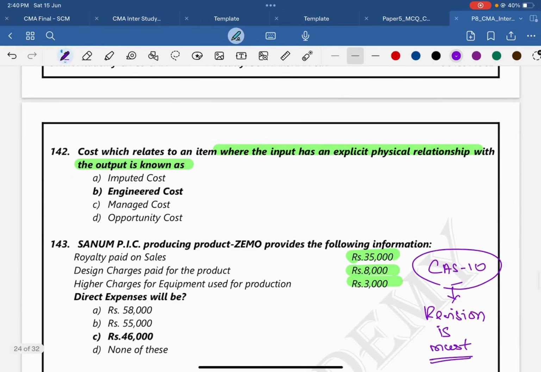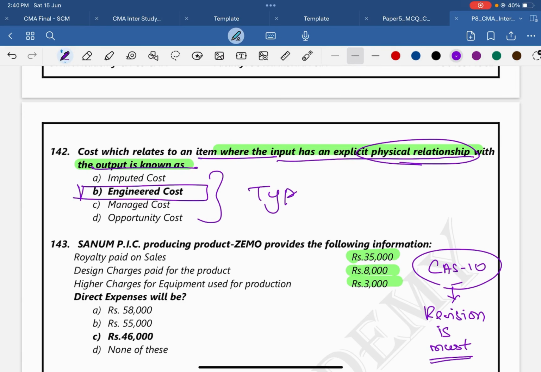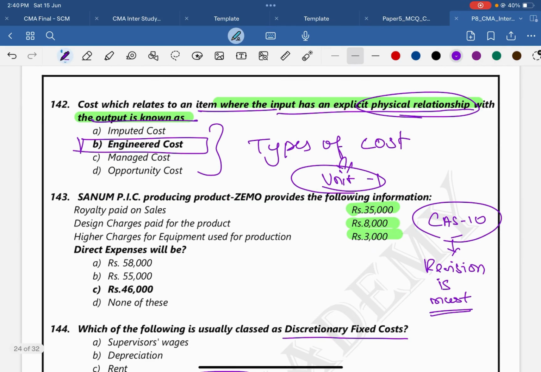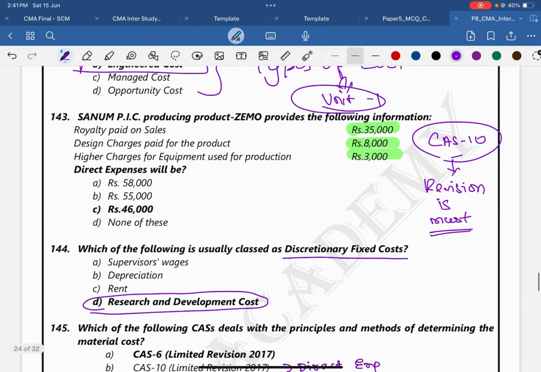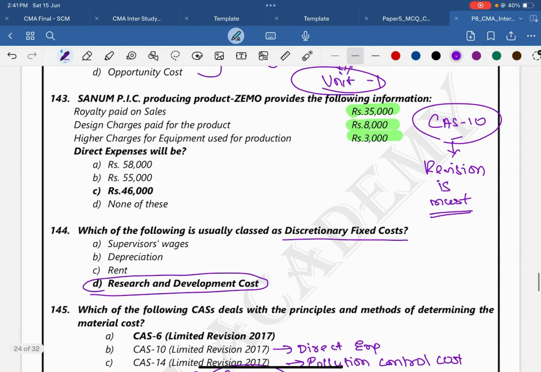Then 142. Cost which relates to an item where the input has an explicit physical relationship with the output is known as engineering cost. It is from types of cost or classification of cost, from the first unit, first module, introduction. Read that types of cost. You may get one more question on that part. Difference between sunk cost, opportunity cost, relevant cost, irrelevant cost, imputed cost, engineering cost, managed cost. These are the different areas of cost. So study that. I will go through 7 more questions for that part 3.